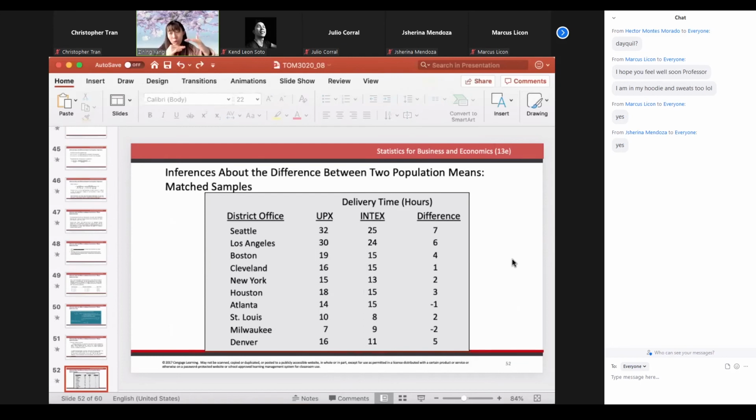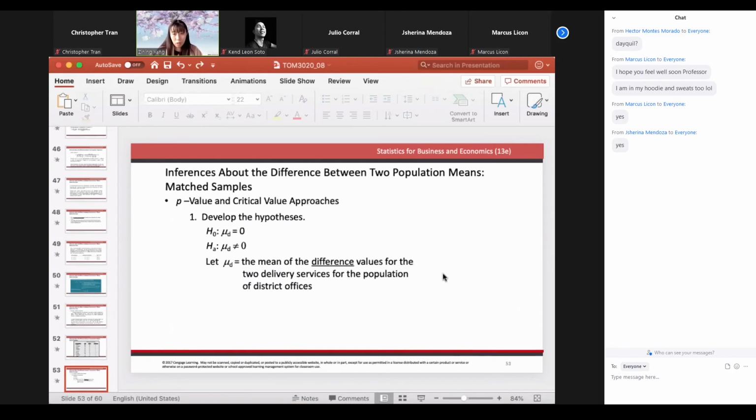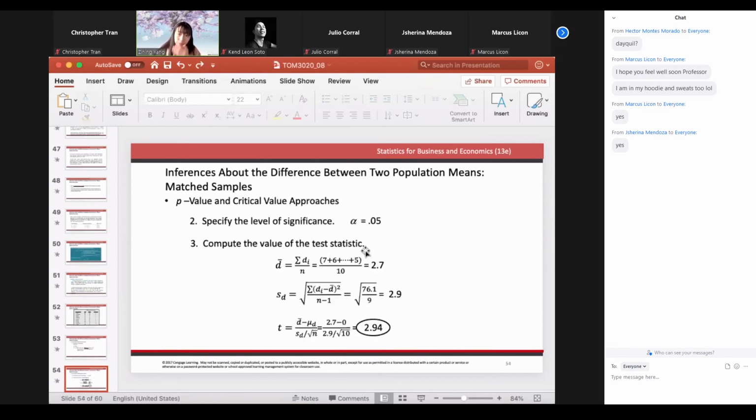And so we can do this comparison at the individual observation level. So then the area of focus is the last column, the difference at individual observation level. So now we got 10 numbers of differences. What we do is we calculate the mean of the differences, right? Put the 10 numbers together, divided by 10, and we see, okay, the mean difference is 2.7. Now we calculate standard deviation of the 10 numbers, 2.9, and then calculate test statistic, right?